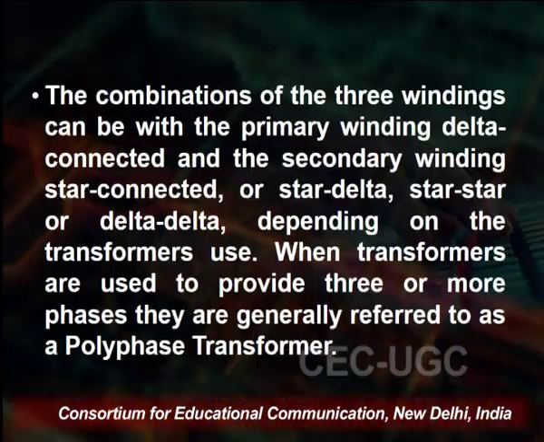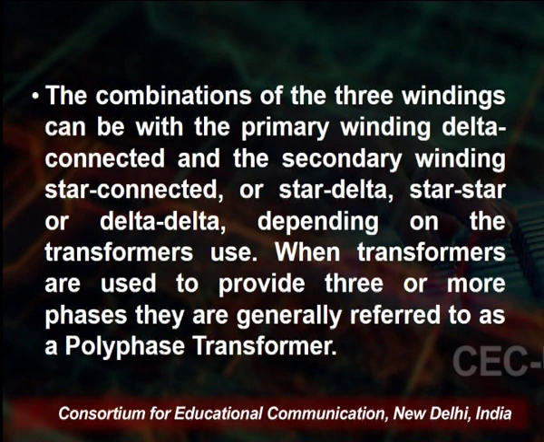So, the combination of the three windings can be with the primary winding delta connected and the secondary winding star connected. Number 2, star-delta, star-star, delta-delta. Which means we have three windings: number 1 is delta connected with star, another is star-delta, star-star and delta-delta, depending on the transformer which we are using.